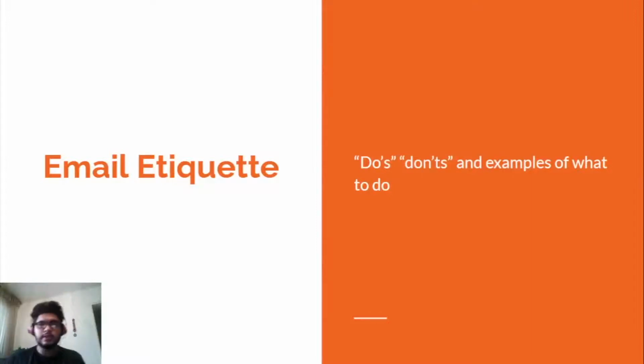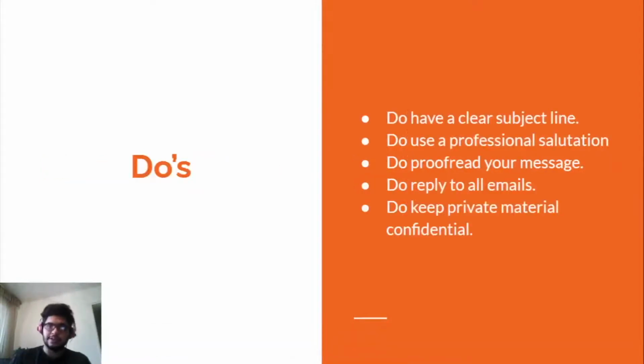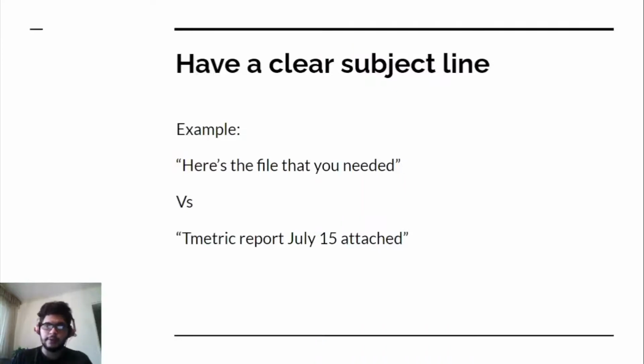This is the biggest one since a ton of professional communication happens inside of your email inbox. So the way I've set it up is the do's and don'ts of email etiquette, and examples of what to do and what not to do. Let's go over the do's. Here you see the examples: have a clear subject line, professional salutation, proofread your message, replying to emails, and keep private material confidential.